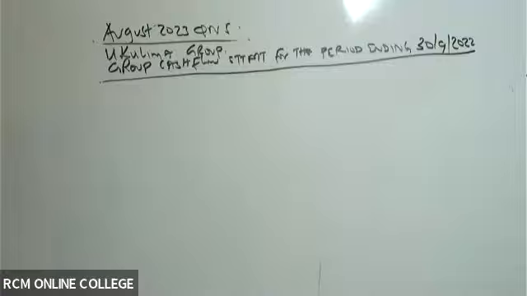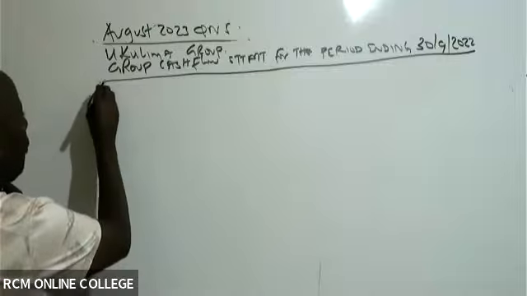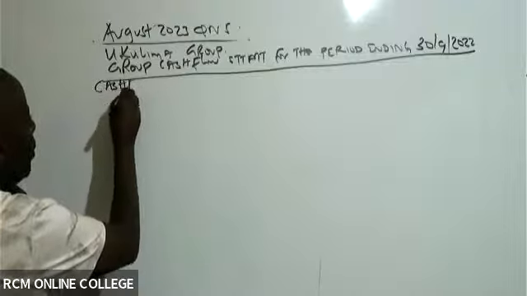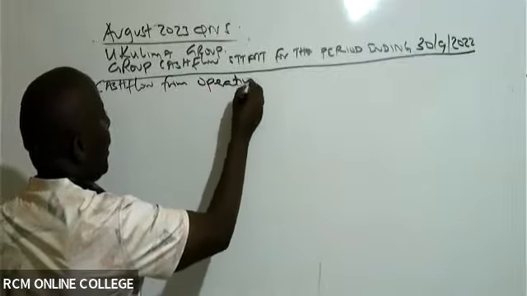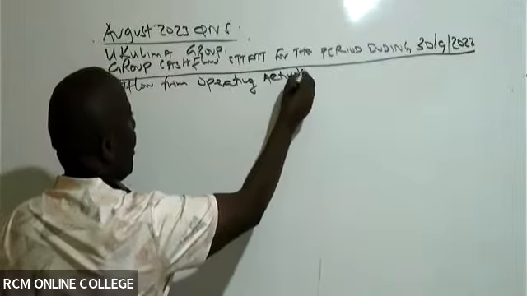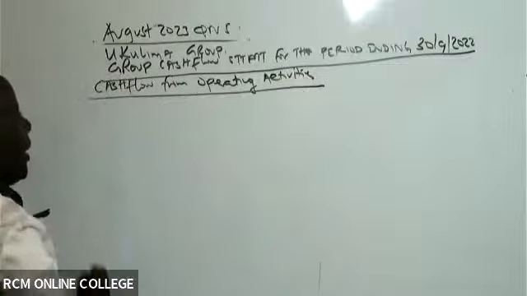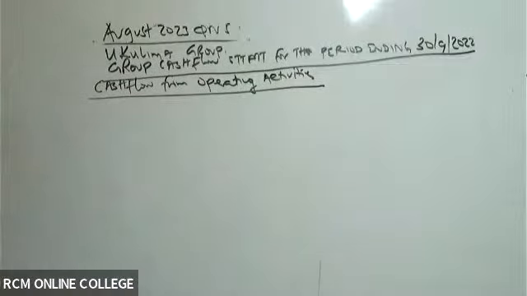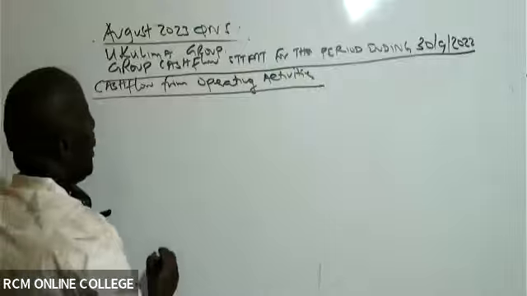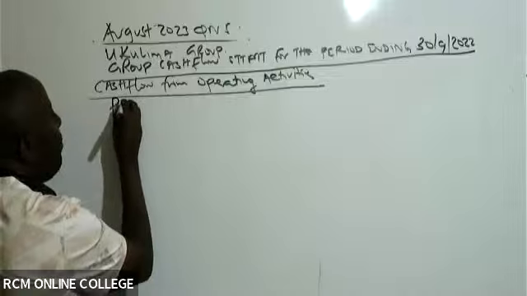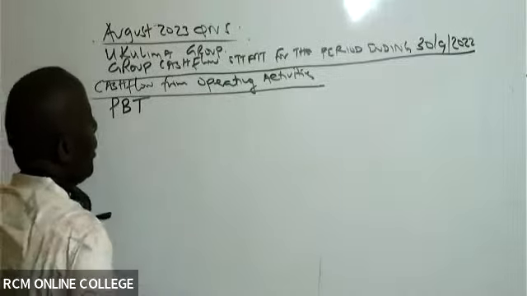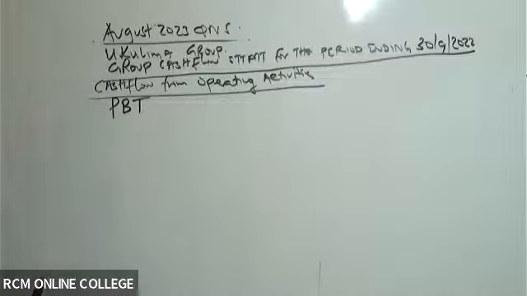So how do we start this? We start with the first section, which is cash flow from operating activities. All right. And of course, if it's the indirect method, you always start with the profit before tax. Always. You should always start with the profit before tax.